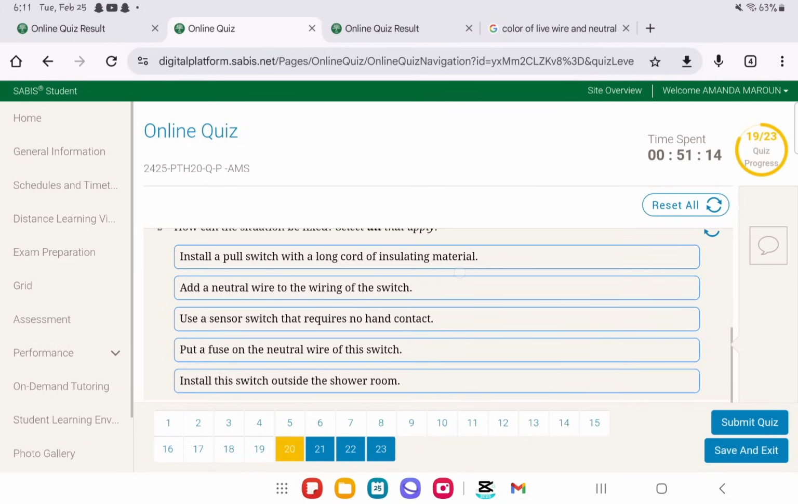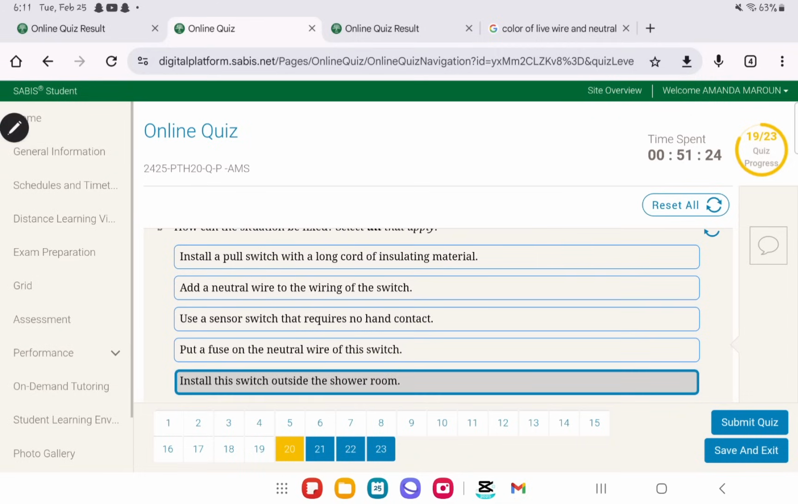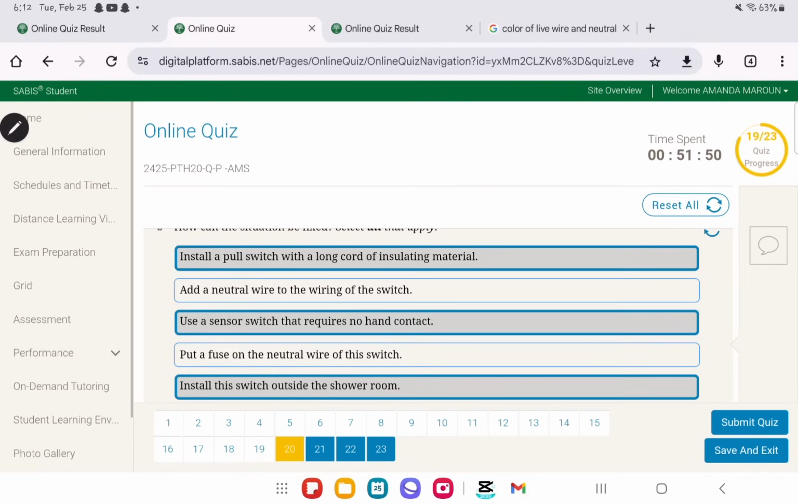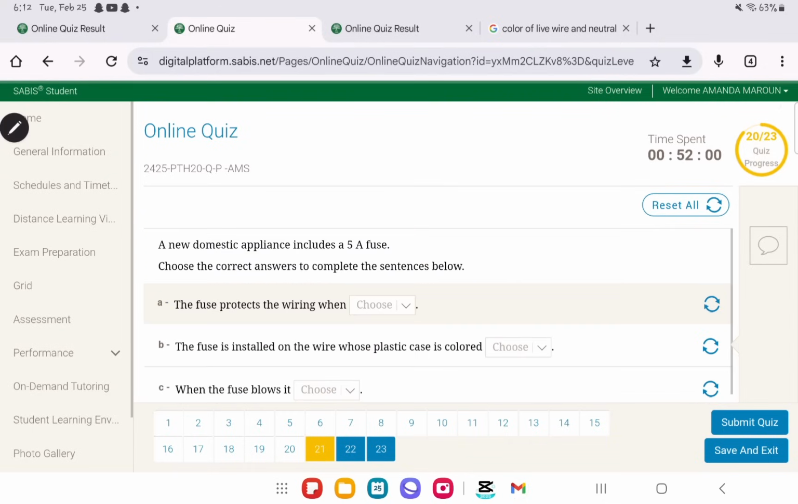What you could do, very simple, like what's done in the UAE for the bathroom, is put the light switch outside. So they will install the switch outside of the shower room. Or they will install a pull switch with a long cord of insulating material. If your hands are wet and you turn the lights off or on, you would use a pull switch. You pull it up and down, and it's made of an insulating material that would not let the current pass through it. Or you could use a sensor switch that requires no hand touch. For example, a switch that turns on when you walk in. And that's pretty much all you need to know.